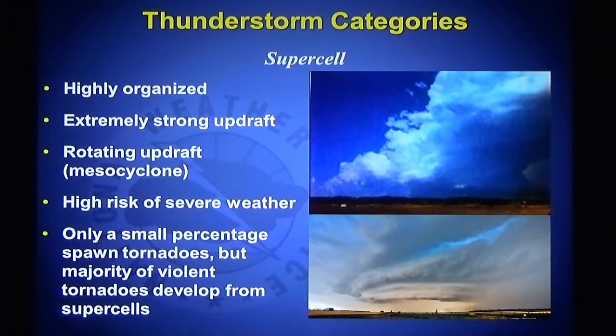Supercell thunderstorms are differentiated from other thunderstorms in that the updraft in the supercell is actually rotating. It's spinning as it moves up through the thunderstorm. Supercells are highly organized, with extremely strong updrafts, and again, that updraft is rotating. With supercells, there's a very high risk of severe weather, not only large hail and high wind, but flash flooding and tornadoes.